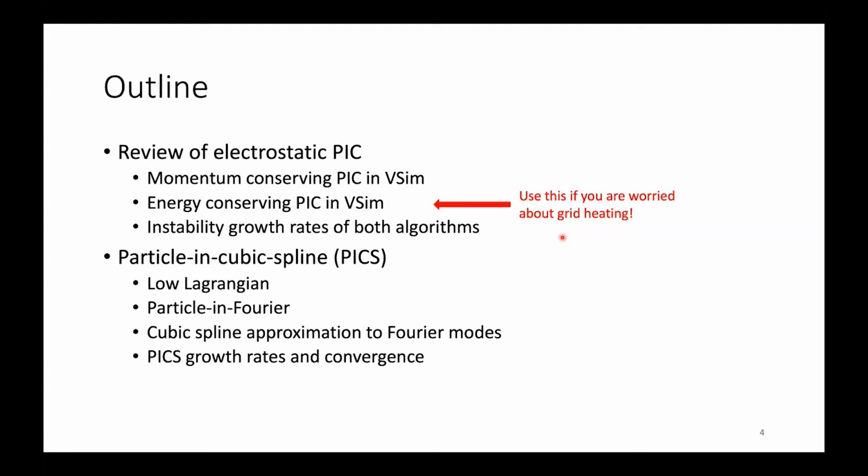We'll talk about instability growth rates for both of these algorithms. And then I want to switch gears and tell you about some work we've done to create a new PIC algorithm that we hope can address these to an even greater degree. In order to do that, we'll have to do a few slides of math, starting with the Low Lagrangian and then deriving a related method called particle and Fourier. Then we'll approximate that using cubic splines, and then take a look at the growth rates and convergence properties of this PICS method.